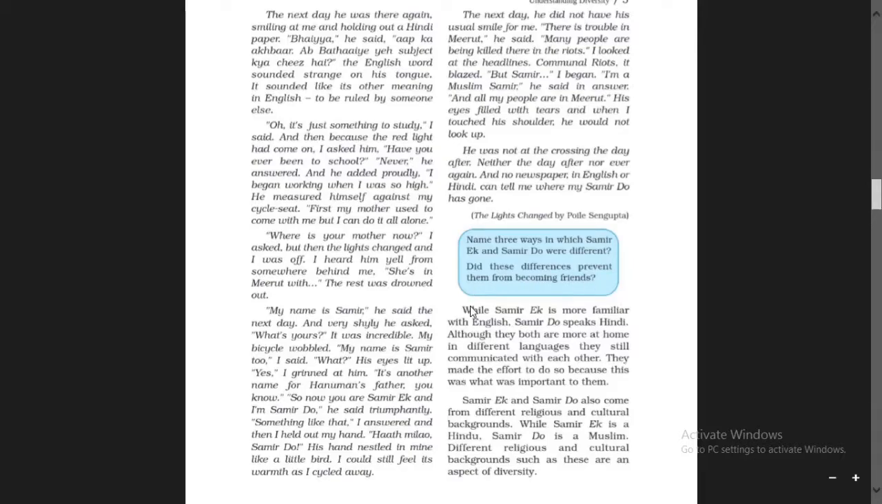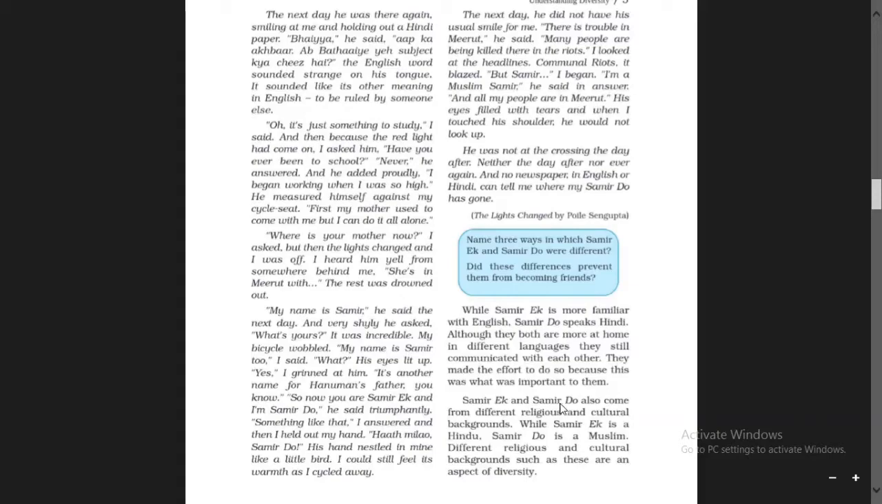So while Shamir Ek is more familiar with English, Shamir Do speaks Hindi. See, these are also different. One can speak English, another speaks in Hindi. Although they both are more at home in different languages, they still communicated with each other. They made the effort to do so because this was what was important to them.